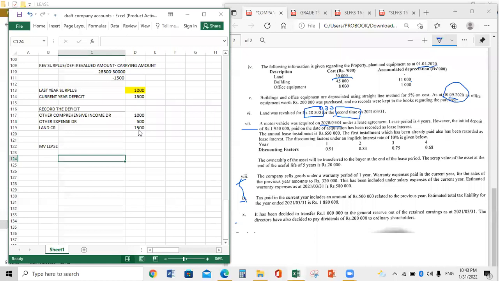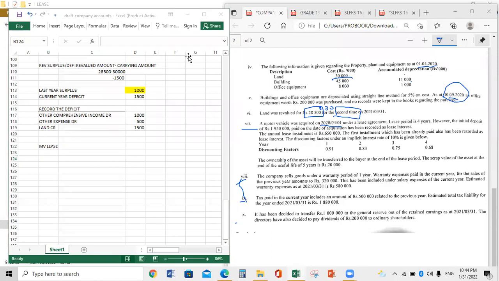However, the initial deposit of 1,950,000 was paid on the date of acquisition, and has been recorded as lease interest. Guys, see, there is a mistake there. They have recorded it as lease interest. Can someone tell me the double entry for the down payment? Initial deposit is the down payment. What's the double entry for down payment?